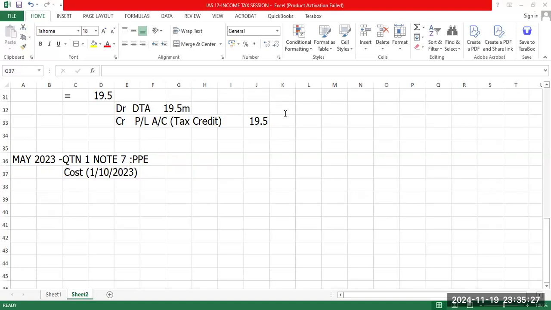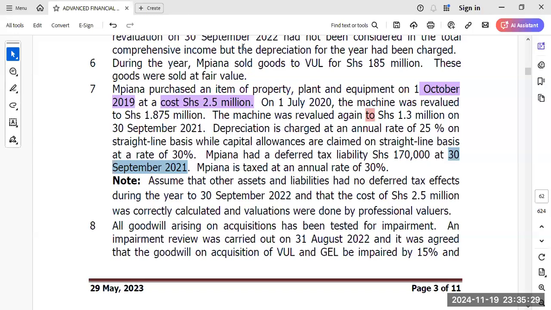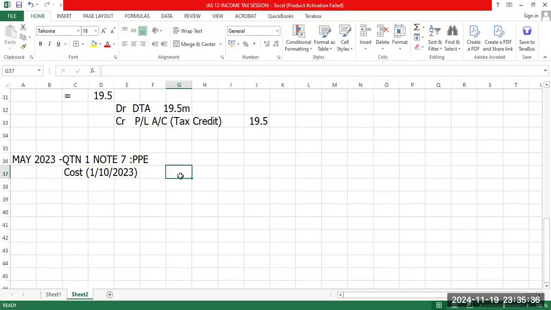The cost was 2.5. Since we are keeping 2.5, let me just write 2.5 as 6 shillings in the middle line. We are depreciating using which method? Reducing balance or straight line method?